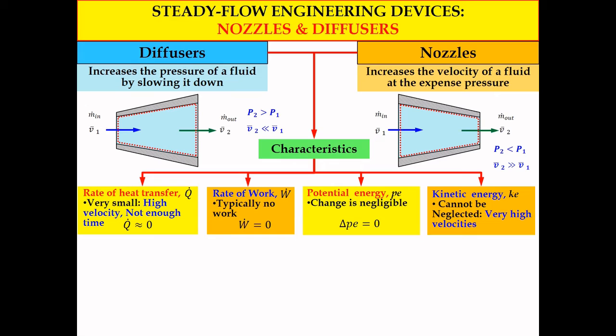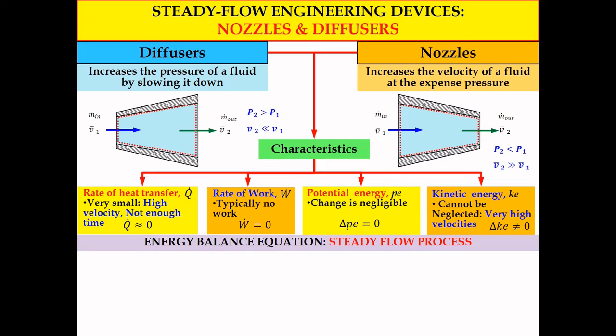However, for the kinetic energy KE, the change cannot be neglected for the diffuser and also for the nozzle, because the process involves very high velocity of fluid. So the change of kinetic energy cannot be neglected for the diffuser and also the nozzle. So we need to count the value of kinetic energy change in our analysis for the diffuser and also for the nozzle.